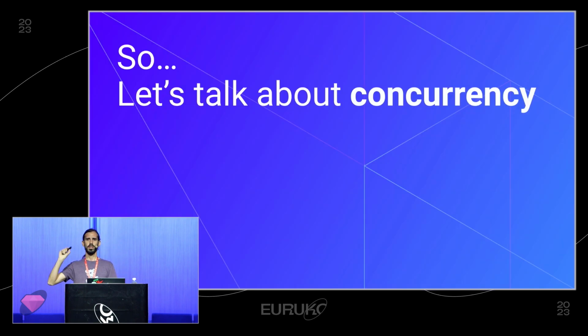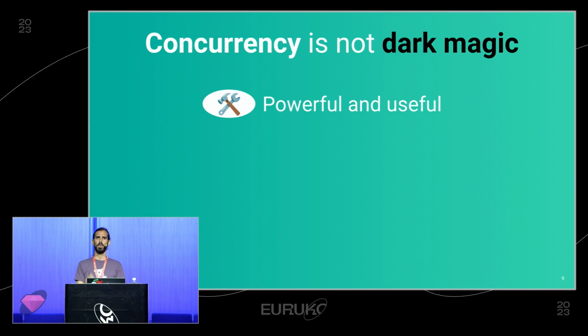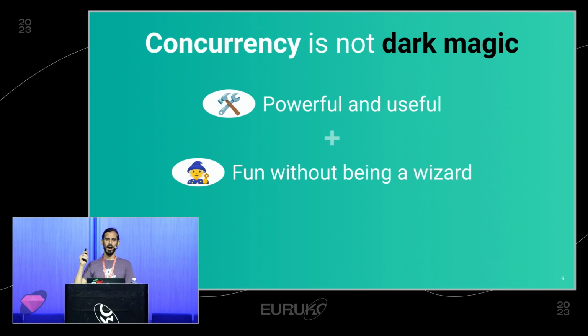So let's talk about concurrency. Concurrency is not dark magic, and I feel like a lot of times people shy away from it or are a bit afraid of it because it seems like this thing that only really experienced wizards in Ruby can use, and it's not true. Concurrency is actually a really powerful and useful tool that you can use to solve a lot of problems in your application. So it's really worth having this tool in your toolkit rather than saying, I shall not go there. And you can have fun with concurrency without being a mega wizard that knows a lot about it.